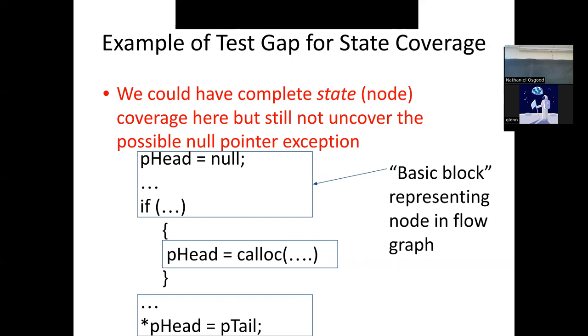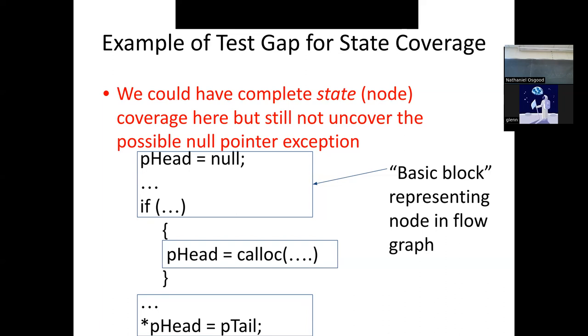Anyone? I didn't label the boxes, but you can call them A, B, C if you want. What's a path through here from start to finish that would achieve state coverage? Yes. ABC. ABC, good. Would this achieve edge coverage? No, because which edge is being missed here? AC. There is a possibility the conditional on the if will be false, and it would go to this.